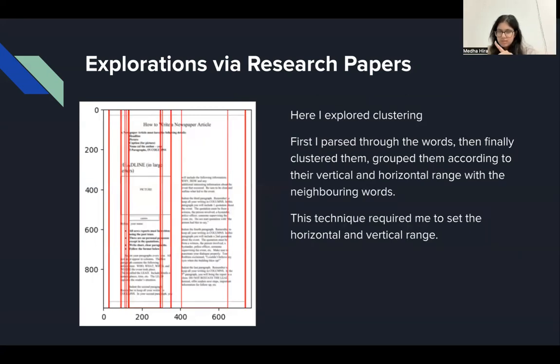I passed through the words using OCR and I clustered them. What I did over here was I used k-means clustering, and I realized that this might not actually work because it was producing very haphazard results, as you can see. And the technique even required me to set the vertical and horizontal ranges, which would make it inappropriate for classifying a bunch of documents. It's good for 1 or 2 documents, but if I wanted to make it a model, then this was posing as a hurdle.